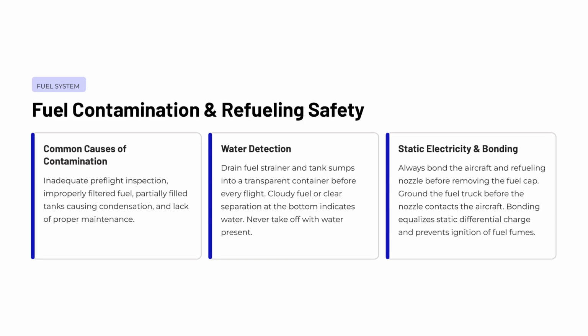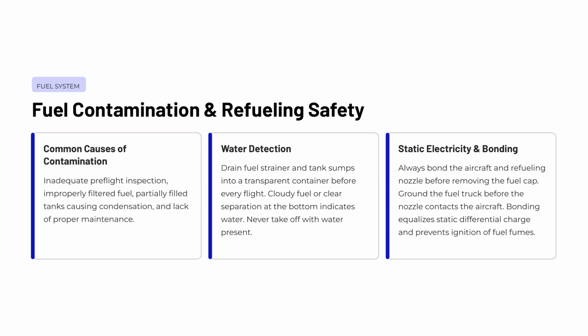Fuel contamination is one of the most serious and preventable causes of engine failure in aviation, so understanding how it occurs and how to guard against it is essential for every pilot. Contamination typically results from inadequate pre-flight inspections, fuel that has not been properly filtered, partially filled tanks where temperature changes allow moisture to condense inside the tank, or a breakdown in routine maintenance procedures. Each of these is avoidable with disciplined habits.